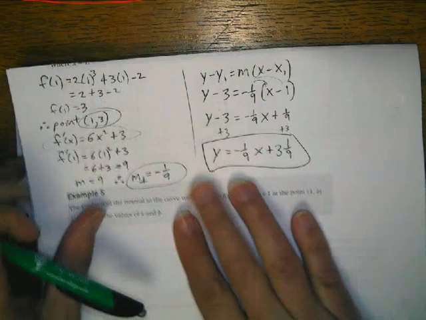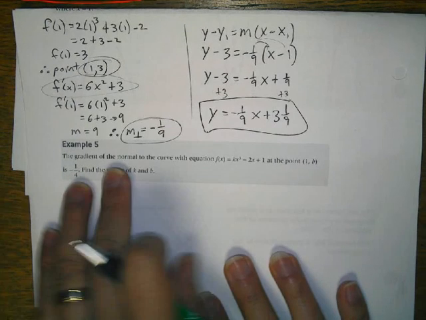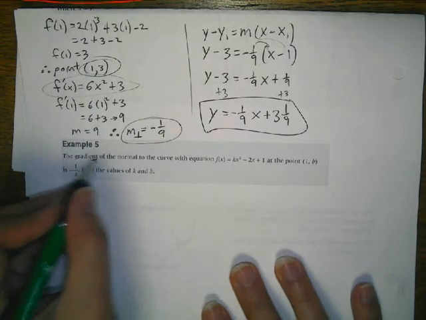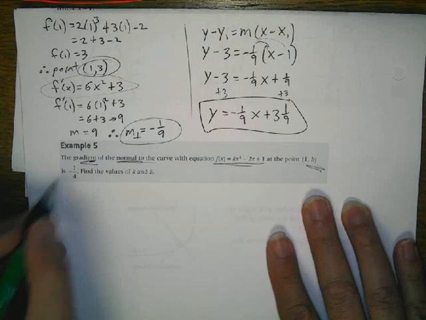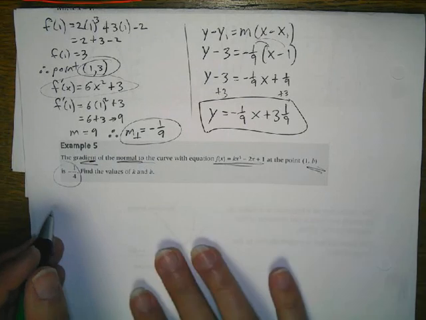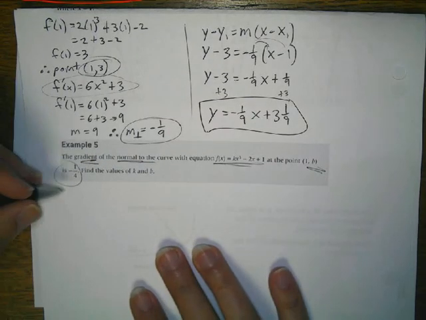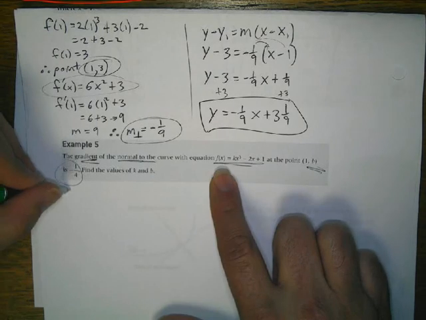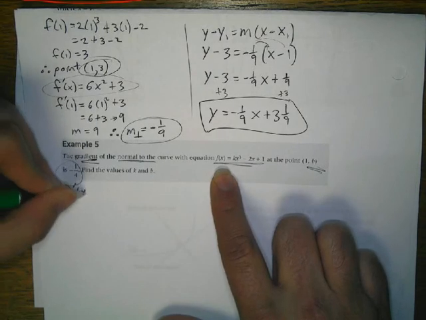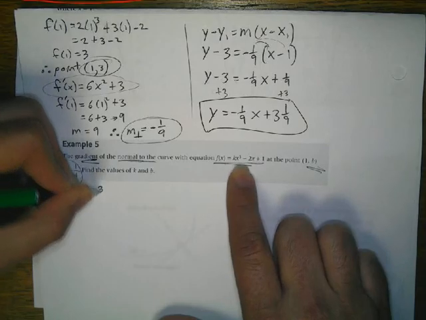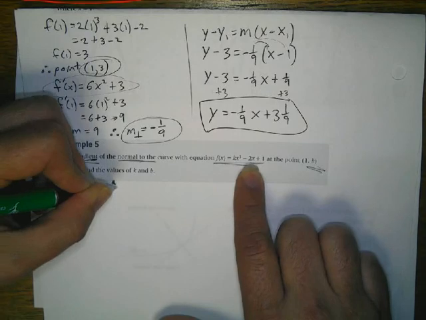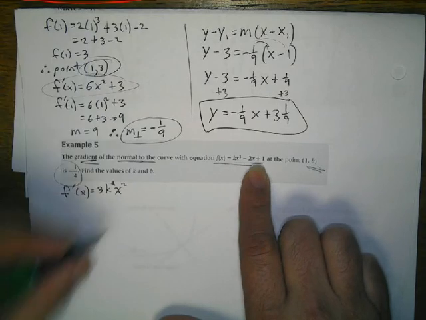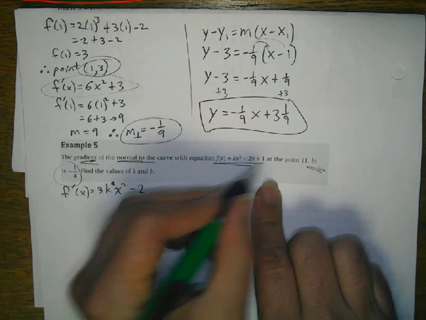Let's just set this up. The slope of the normal curve at point 1 comma b is that. First let's find the derivative. The derivative of this is going to be 3k times x squared minus 2. That's the derivative of this function.